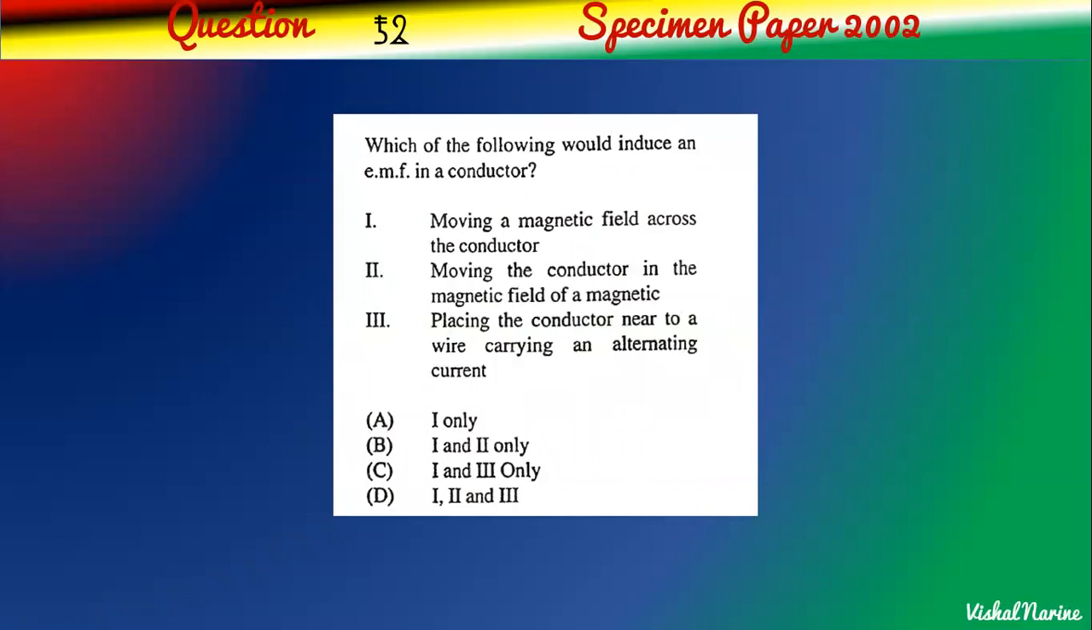Question 52. Which of the following will induce an EMF in a conductor? Moving a magnetic field across the conductor, that is correct. Moving the conductor in the magnetic field of a magnet, that is correct. Placing the conductor near to a wire carrying an AC, and again, this is also correct. So all three are correct. The answer there is D, 1, 2, and 3.